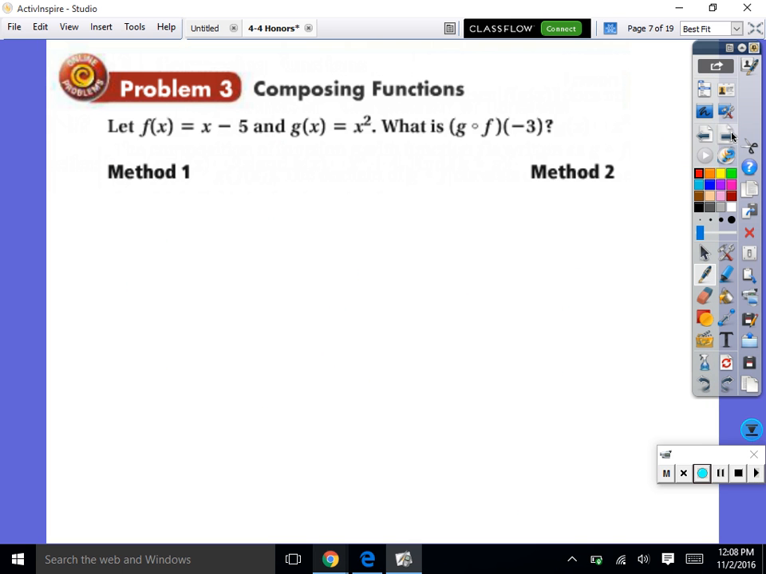Okay. So let's do this one. So there's 2 different ways to do this. So notice we're given f of x and g of x, and it says what's g∘f of negative 3.